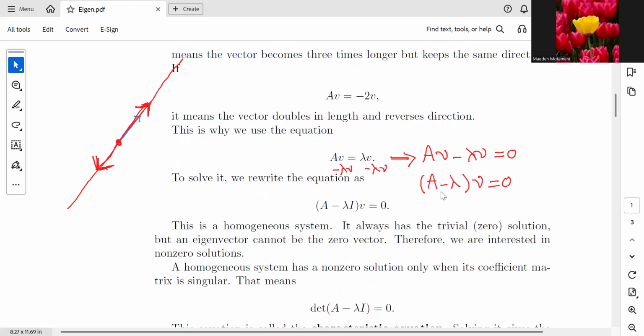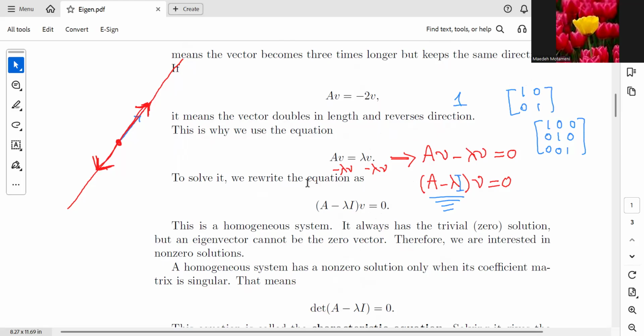In order to make this subtraction valid, we multiply lambda by the identity matrix. If it is 2 by 2, that would be 1, 0, 0, 1. If it is 3 by 3, that would be 1, 0, 0, 0, 1, 0, 0, 0, 1. These are called identity matrices, and they work as 1 in the world of matrices. So when we do this, the subtraction can be done. And this is called a homogeneous system, as we have seen in the lectures.